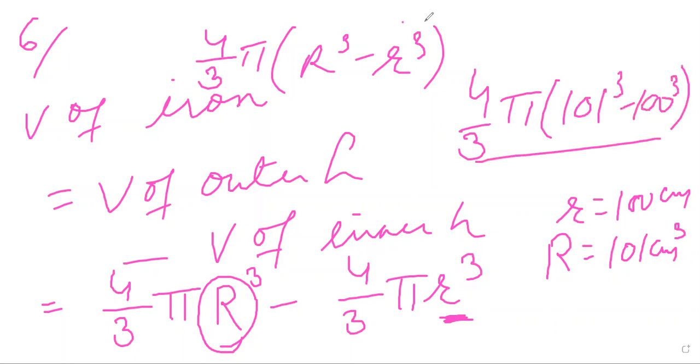So after solving this and after putting the value of pi, you will get the volume of the iron after subtracting. Or either you can do it like this: firstly you can find out the volume of the outer hemisphere, then the volume of the inner hemisphere, and then subtract, then you will get the volume of the iron sheet. Next question 7.